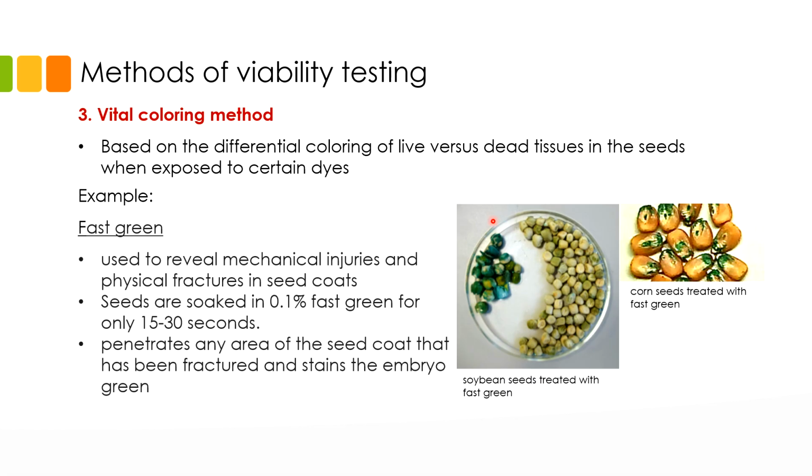In these images, you can see soybean and corn seeds that have been treated with fast green. The seeds showing green staining, especially in the embryonic axis of the corn seeds, indicate the presence of mechanical damage to the seed coat.